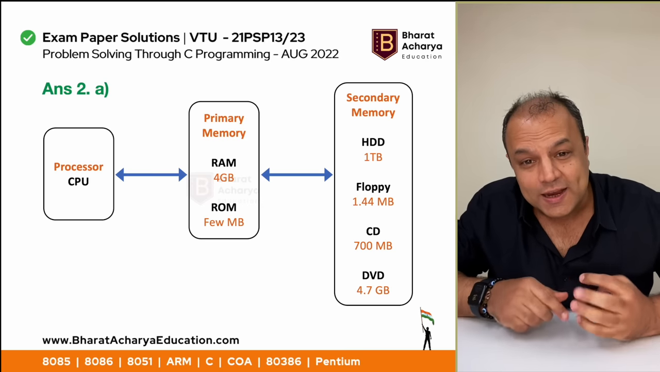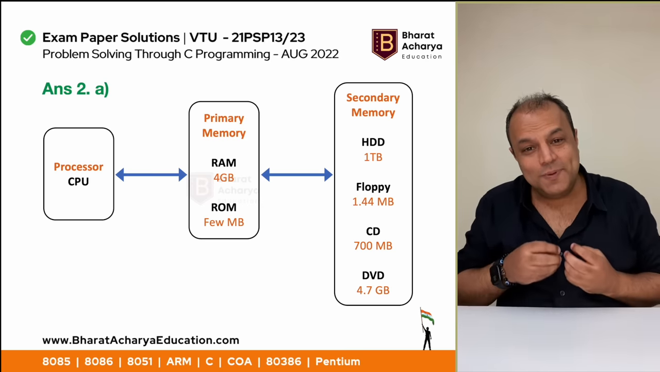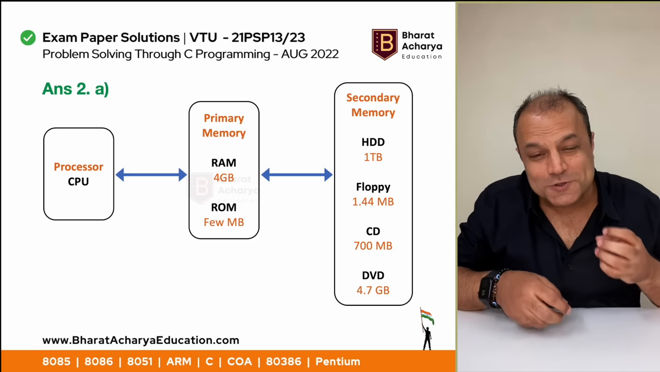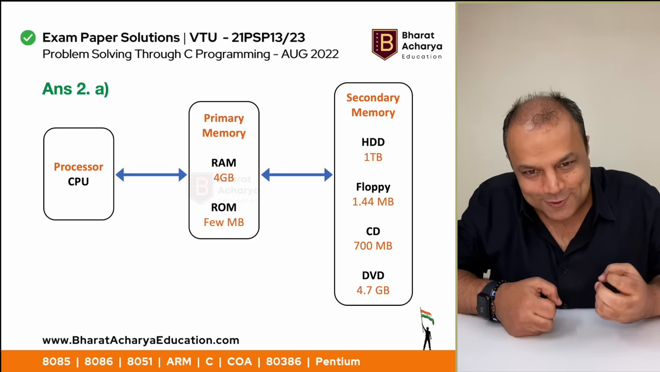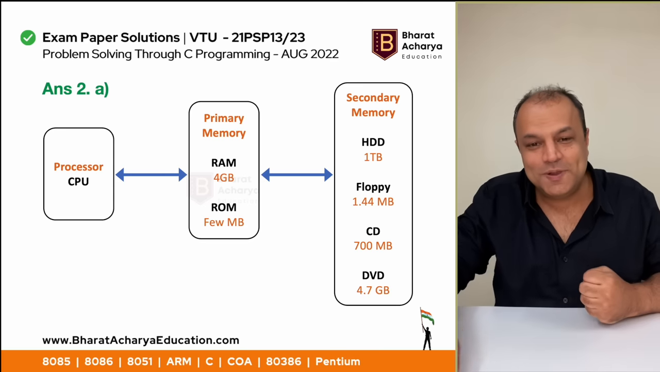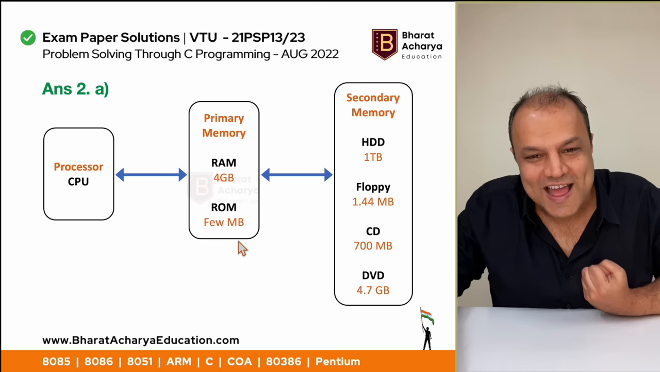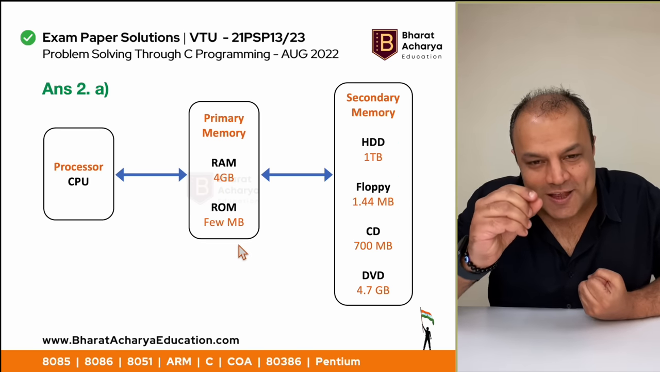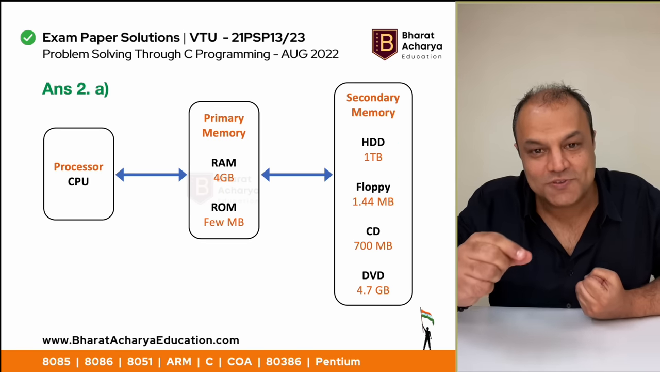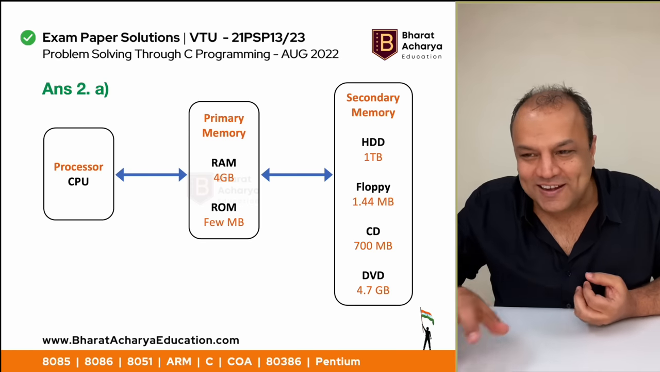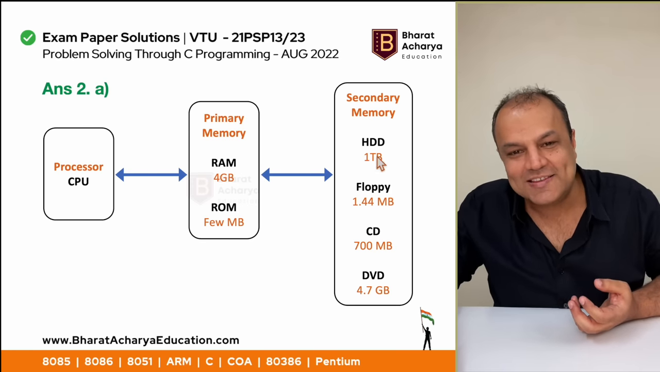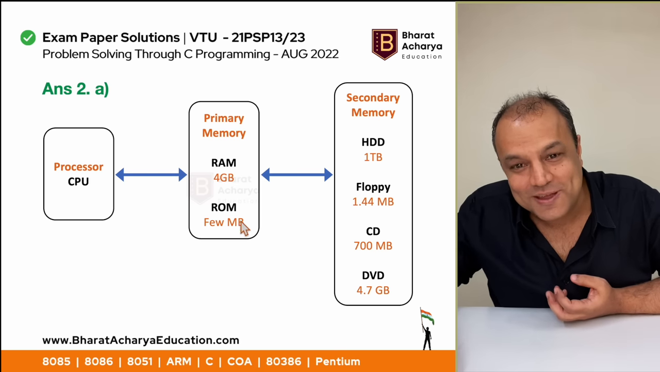That means the speed at which they operate depends upon the speed of rotation, which means there is a physical aspect involved, physics involved. It's not pure electronics. And this can never match the speed of raw electronics. RAM and ROM are semiconductor chips. They are electronic chips. To transfer data, there is no physical movement. So their speeds are tremendously high as compared to the speeds of these devices. So they are very fast.